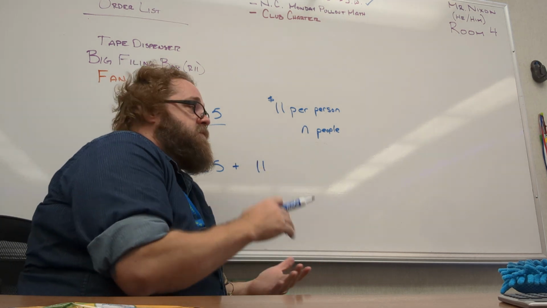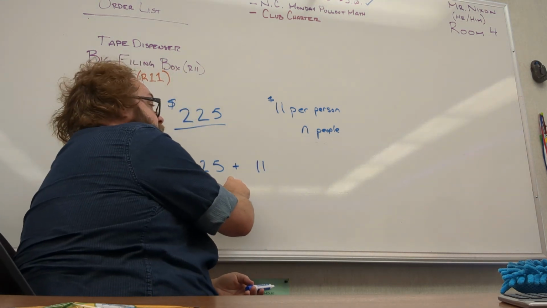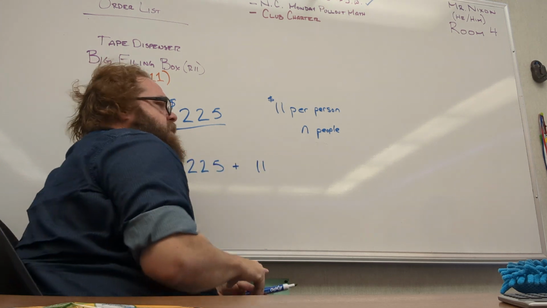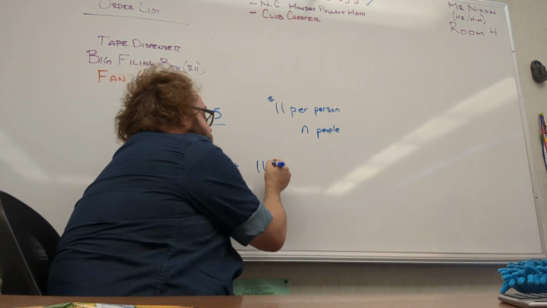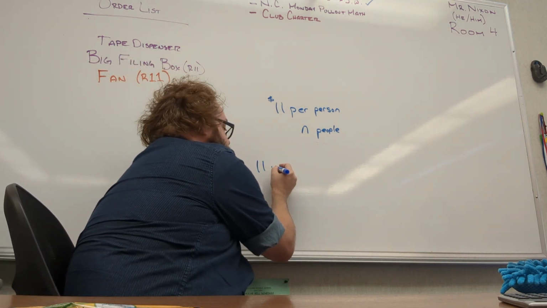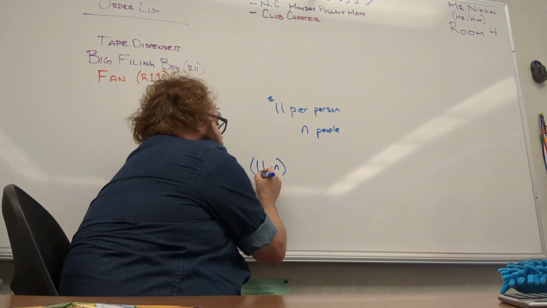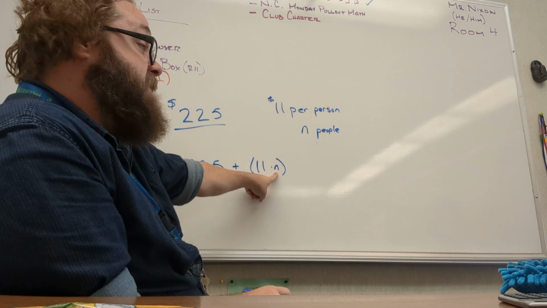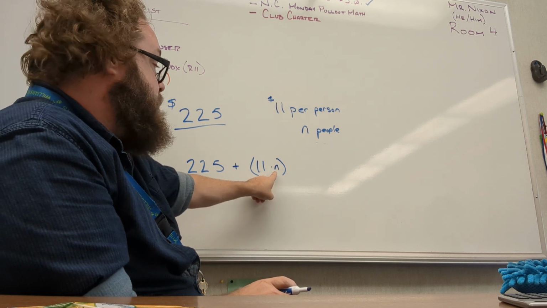225. That's how much it costs to rent the room. No, 5. How many people are there? N people. N. So it would be 11 times what? 11 times N. And that's going to tell us. So if this was 5, like we said before, then it would be 11 times 5.